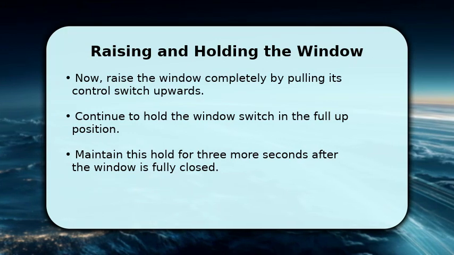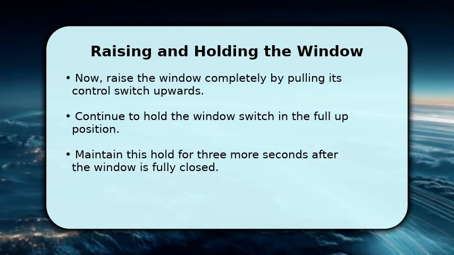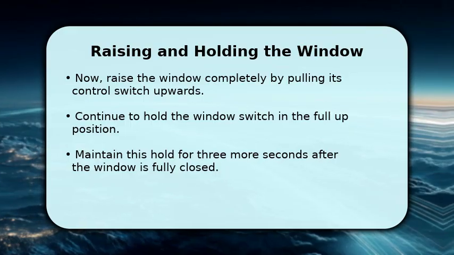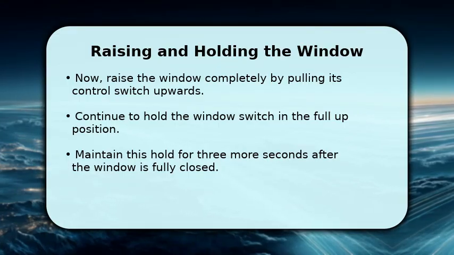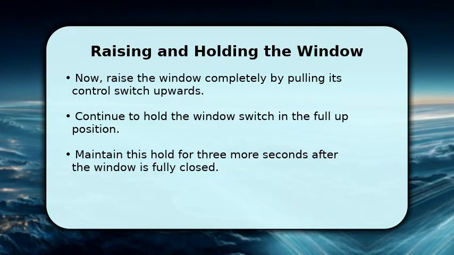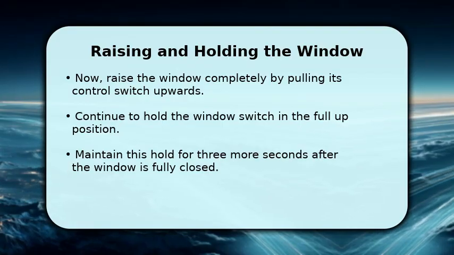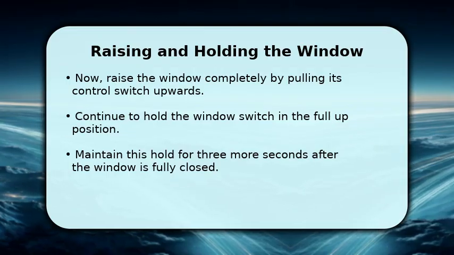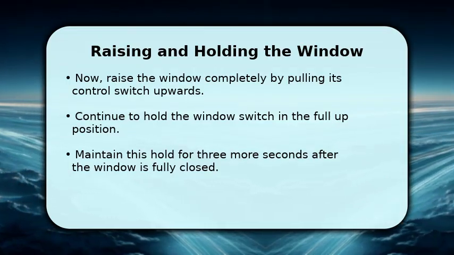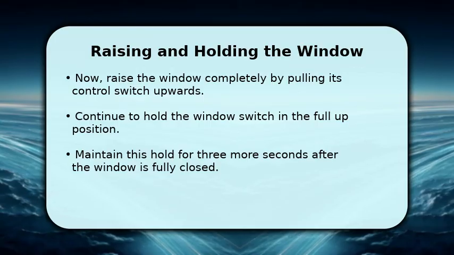After lowering the window, it's time to raise it back up. Pull the window's control switch firmly upwards until the window is completely closed. Once the window reaches the top, do not release the switch immediately. Instead, continue to hold the switch in the up position for an additional 3 seconds. This action helps the vehicle system learn the window's full travel limits.